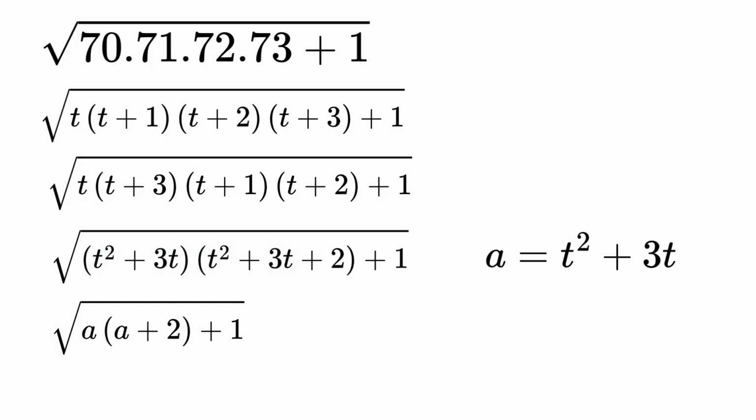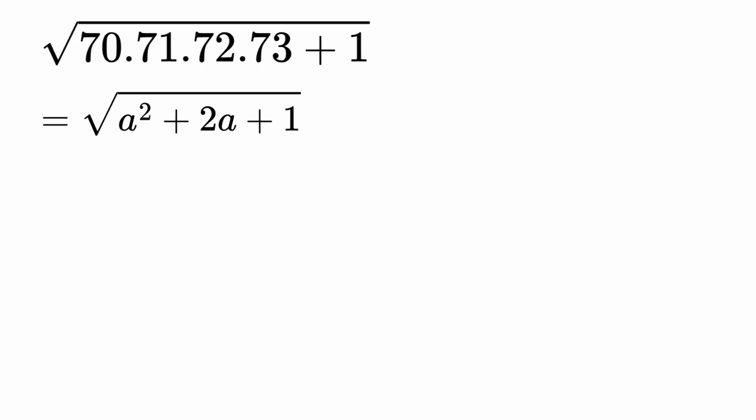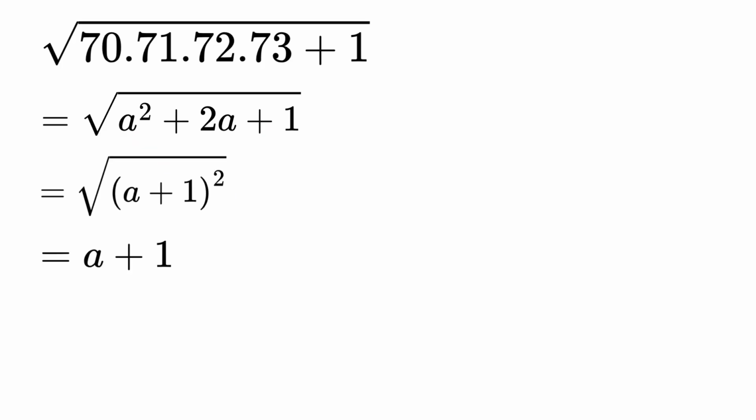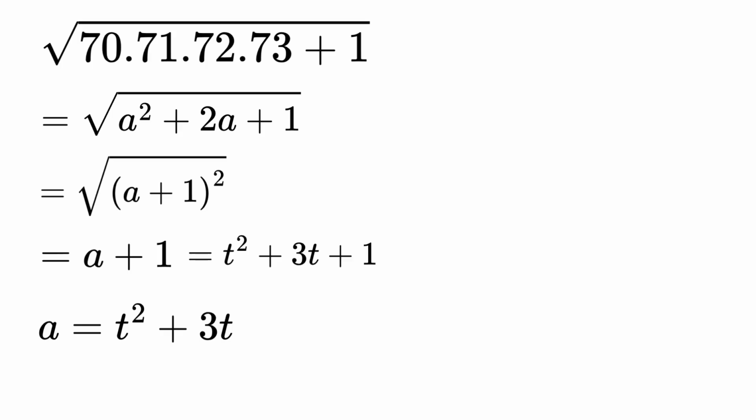Now multiply a times a plus 2, that gives a squared plus 2a. But hey, this is just a plus 1 squared, because p plus q squared equals p squared plus q squared plus 2pq. So if you take p as a and q as 1, we get this identity. So finally, square root of a plus 1 squared gives just a plus 1. Now recall that a was t squared plus 3t. So the final result is t squared plus 3t plus 1.